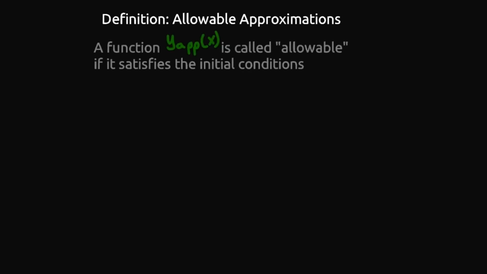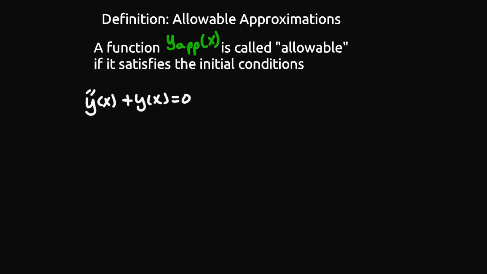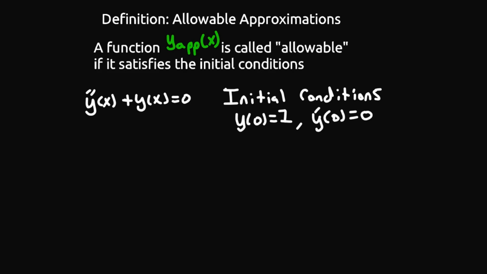Let's put some constraints on what our approximation needs to satisfy. We'll introduce the term allowable approximations. We'll call our approximation allowable if it solves the initial conditions of our differential equation. Remember, our differential equation was y double prime plus y is equal to 0. Let's also impose some initial conditions. So these will be y of 0 is equal to 1 and y prime of 0 is equal to 0.